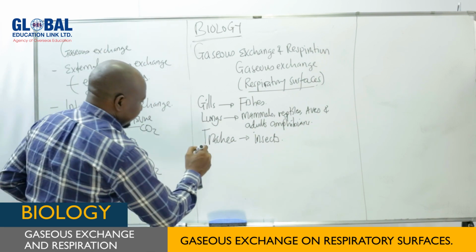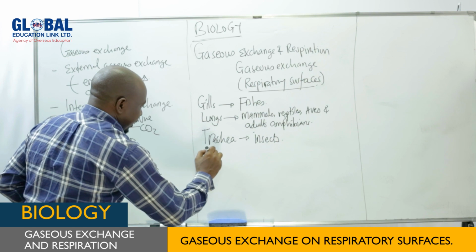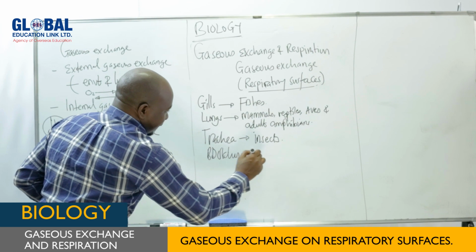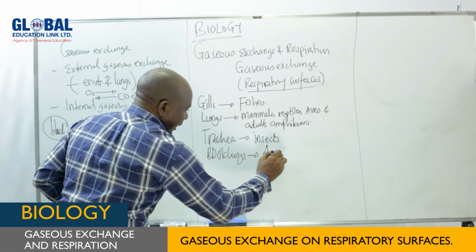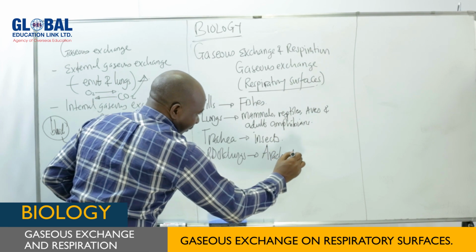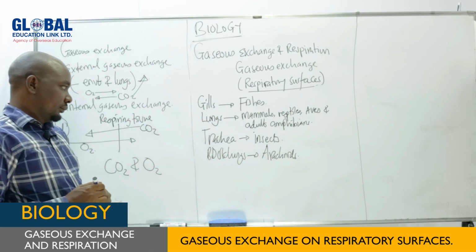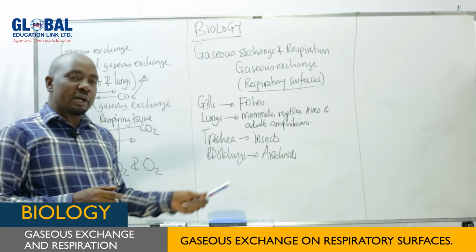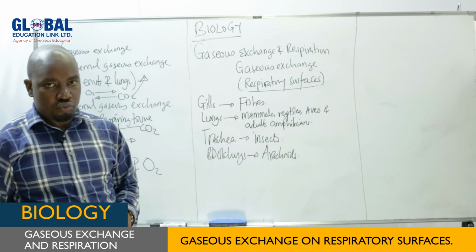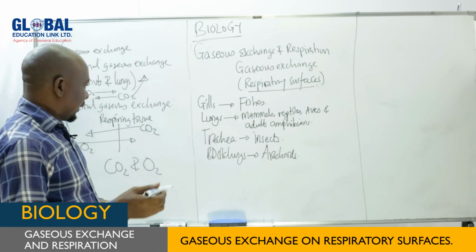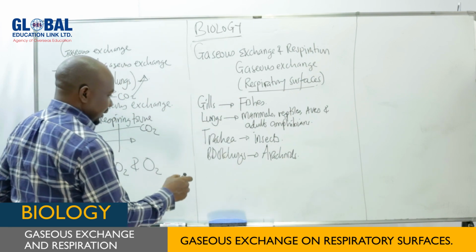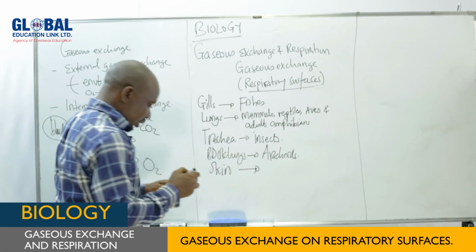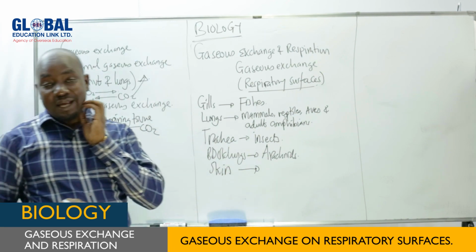Another respiratory surface is the book lungs. These are used by arachnids. They respire by book lungs. They are known as book lungs because their lungs resemble the pages of a book. Another respiratory surface is the skin. Skin also is used as a respiratory surface.